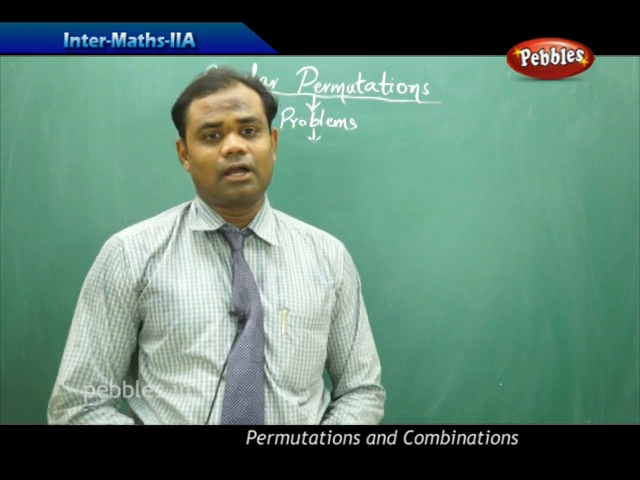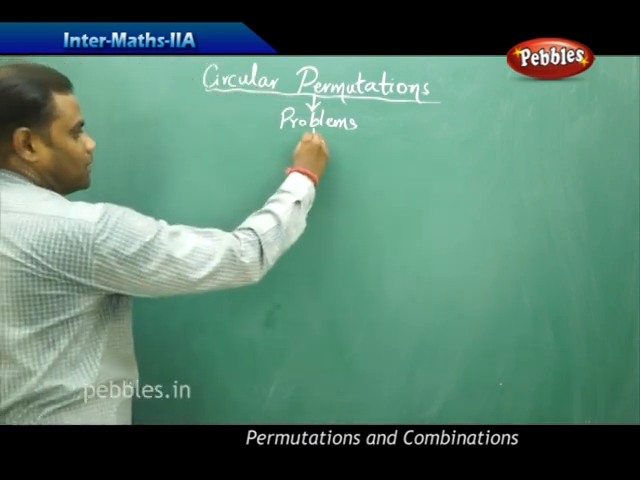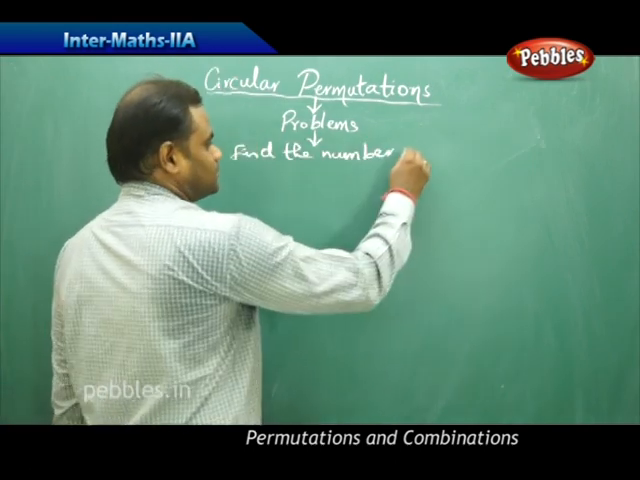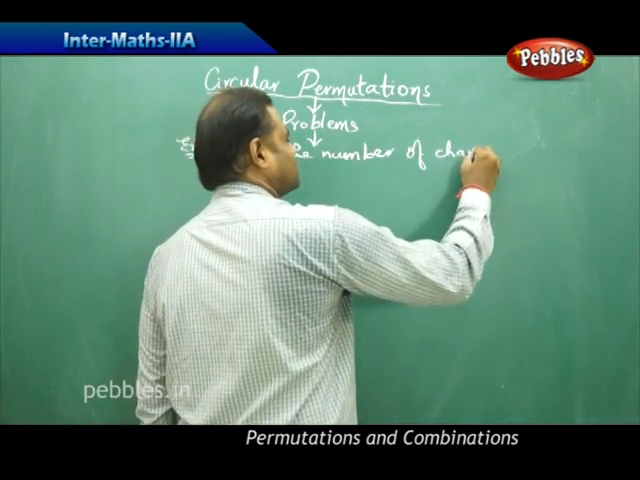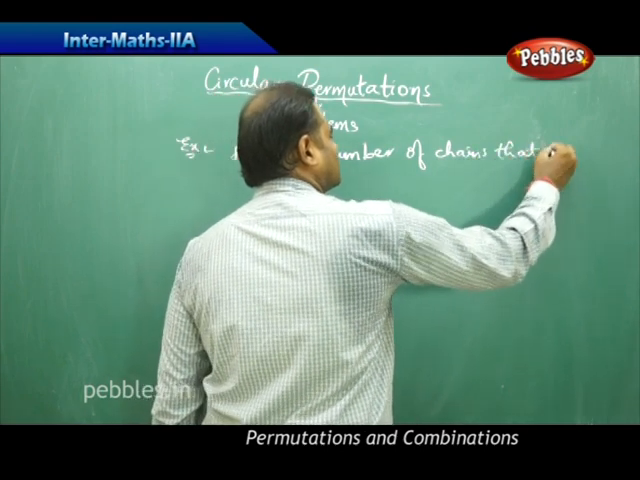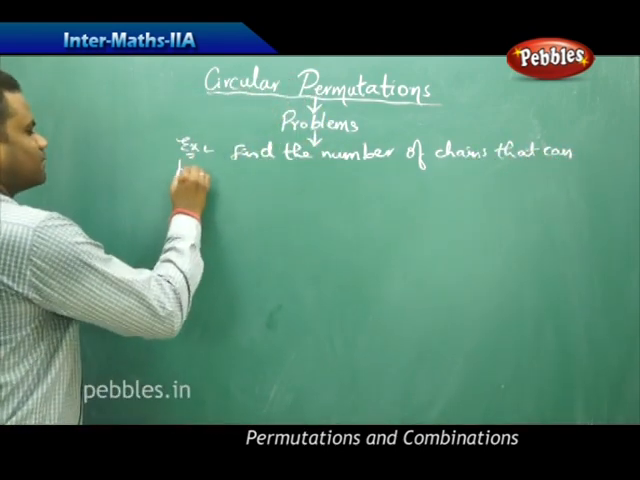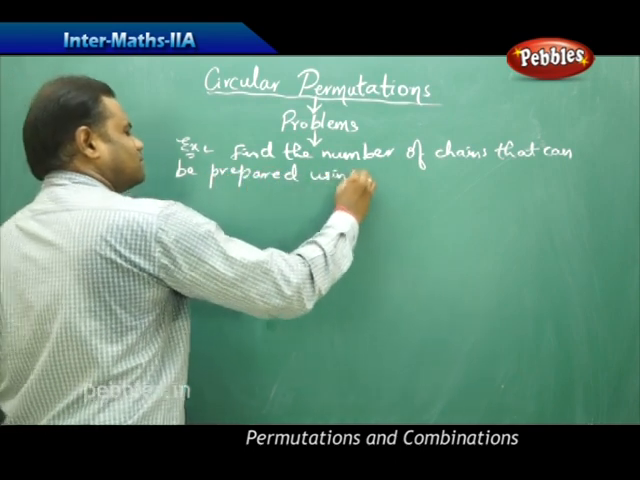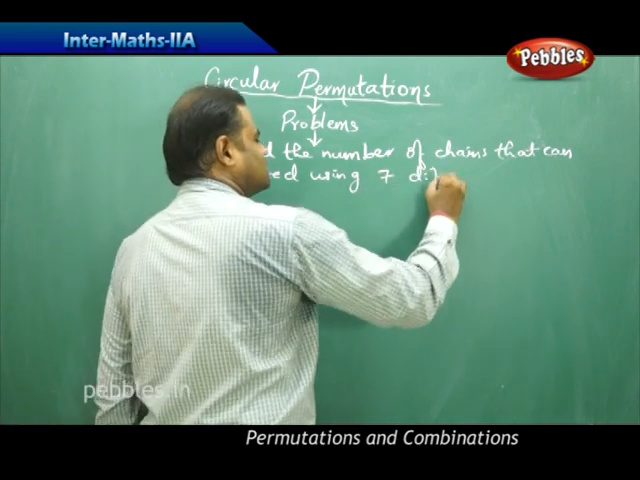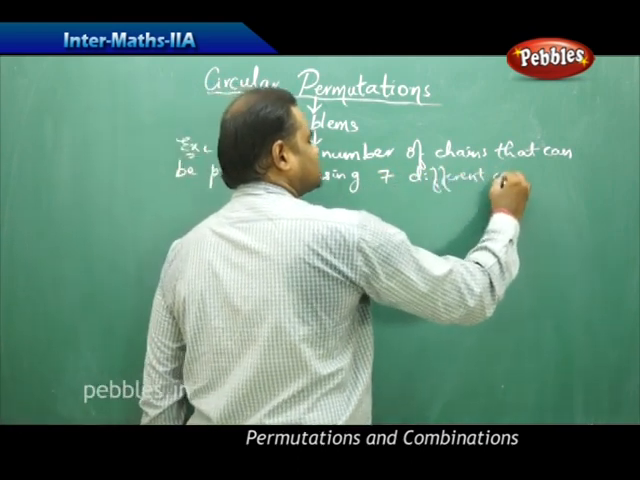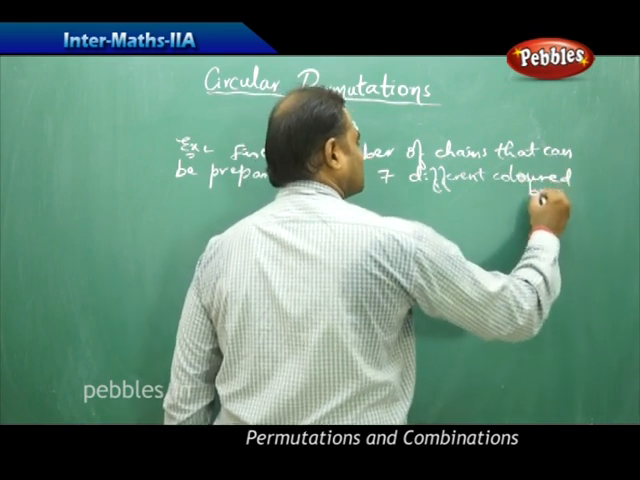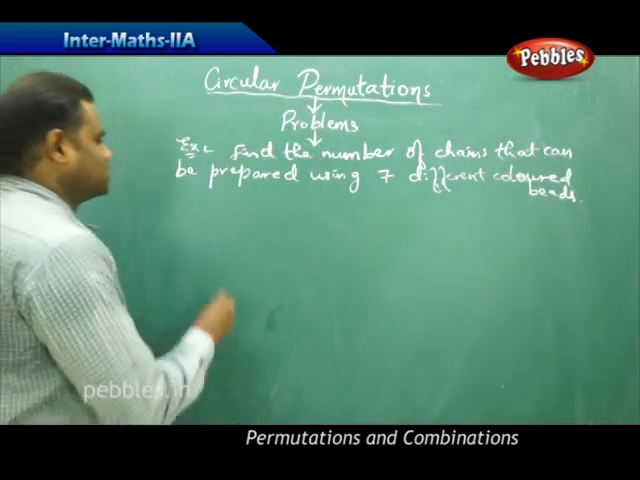Now let's see a problem where direction is not taken into account. Say I have a problem: find the number of chains that can be prepared using 7 different colored beads. This is the question out here.